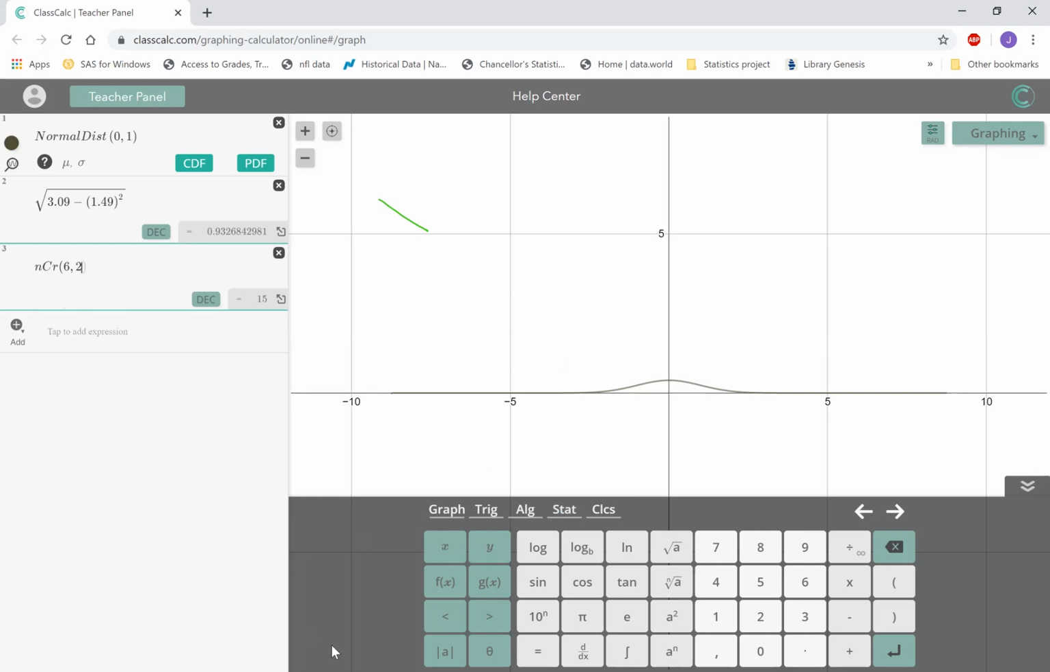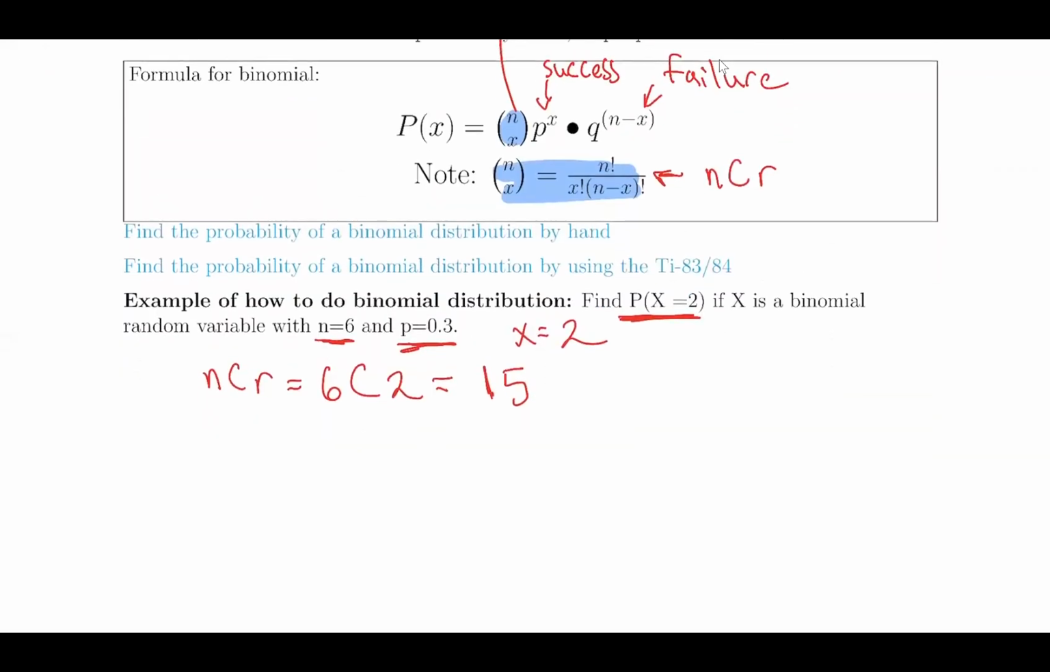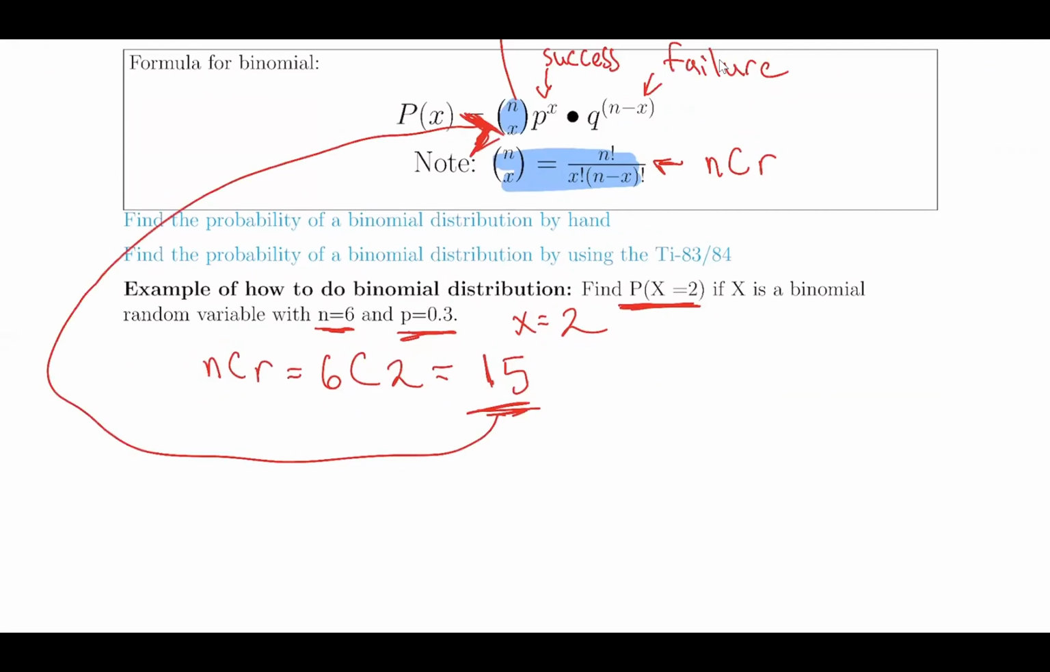All right, so let me switch it over to my screen. Right now we just found that this 15 corresponds to this portion right here. So we're going to say 15 multiplied by p to the x power multiplied by q to the n minus x.